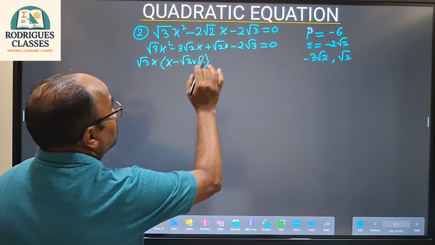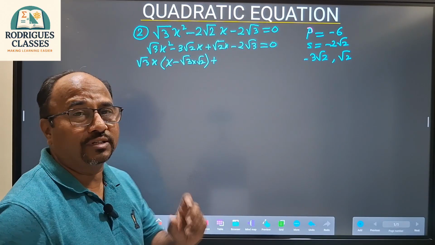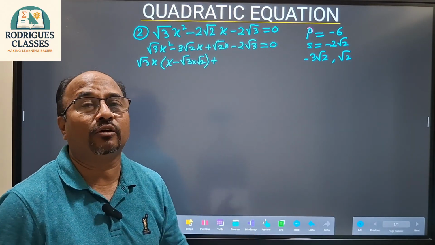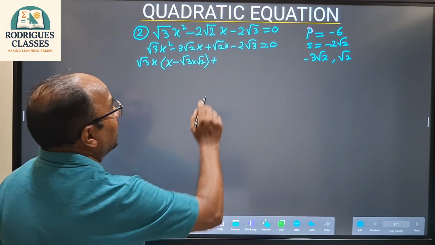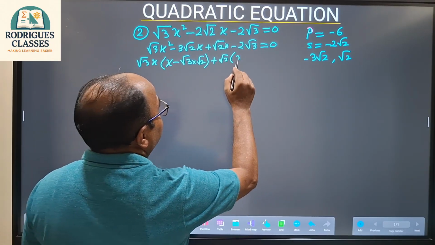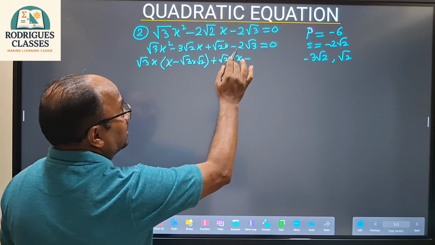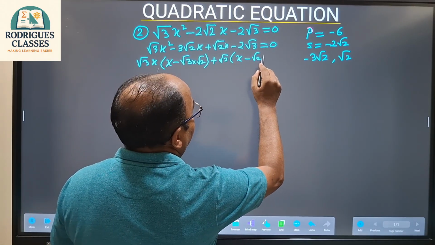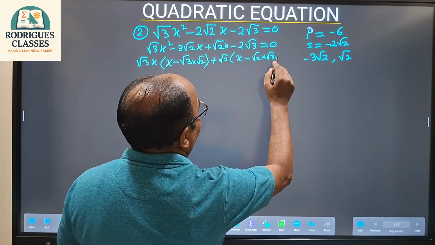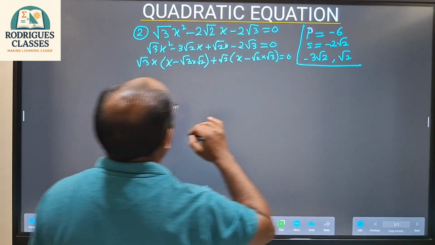Okay, now plus root 2 is here and 2 is here. Again 2 will be root 2 into root 2. So it means I will have a root 2 common here. So root 2 common means x written here, minus written here. So a root 2 is left from here and a root 3 is left from here, equals to 0. Let me separate this out.